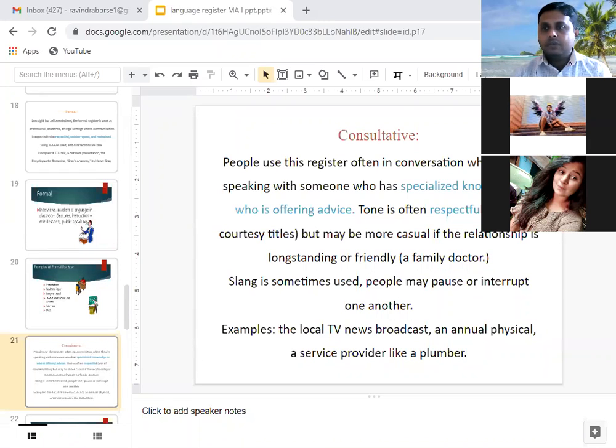So consultative, let's go towards the next one. Consultation is there. What happens in this type of register? Conversation is there when they are speaking with someone who has specialized knowledge or who is offering advice. Salla maslak karne. If you come to me, oh sir, after TYB, what should I do? Consultative language. Then I would say, don't go for MA, don't go for B.Ed, all these traditional courses. Do something different, right? I'm consulting with you, isn't it?